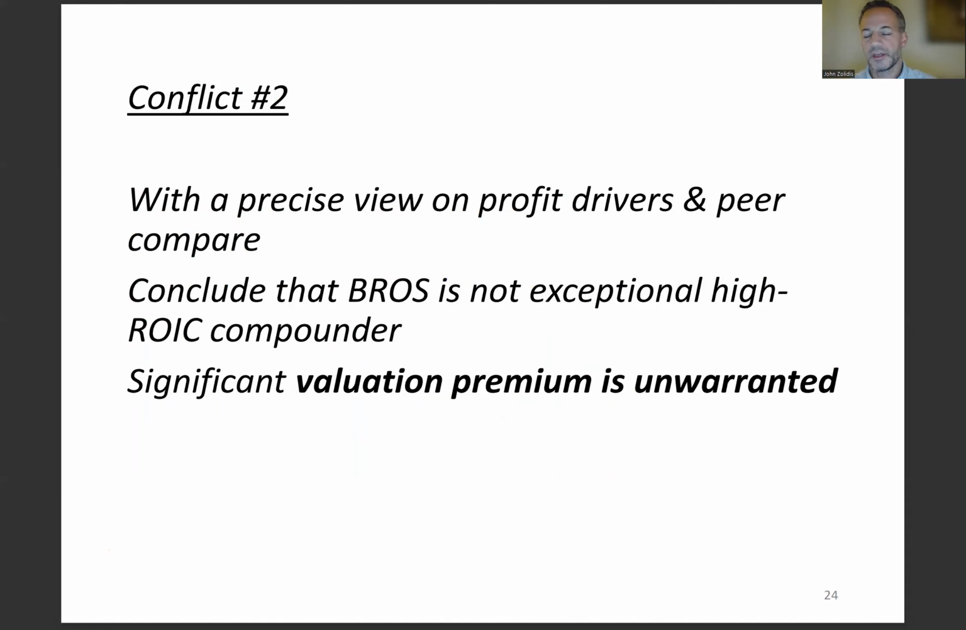And now we can conclude, based on this work, that Dutch Brothers is not the exceptional high ROIC compounder, or at least it doesn't appear to be based on the metrics it's producing today. And as a result, we know we should not pay a significant valuation premium for the business based on its return profile.